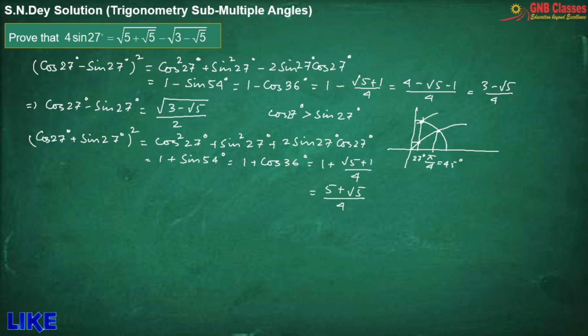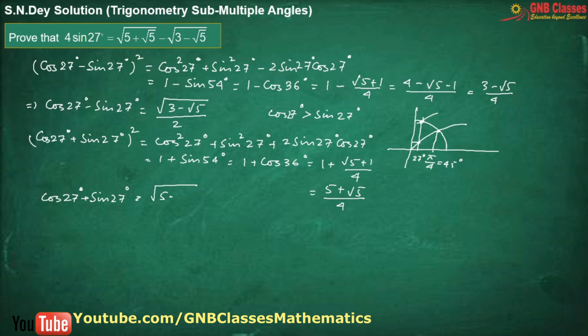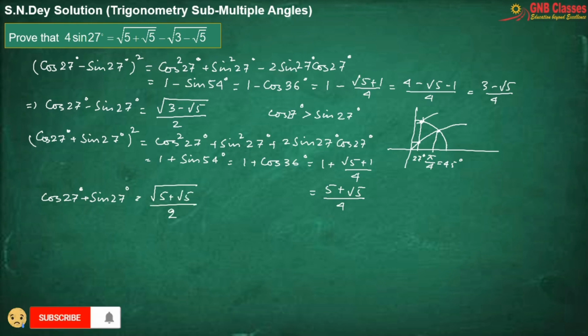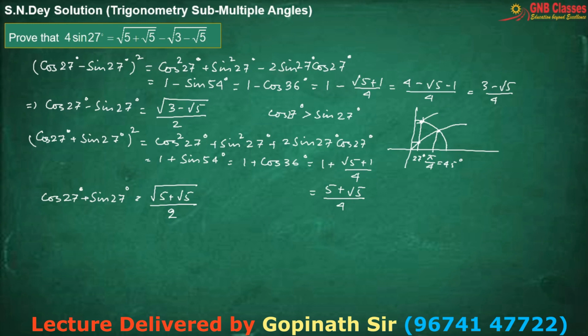Is it clear? So cos 27 degrees plus sine 27 degrees will give you... Is it clear to all of you? Now cos 27 degrees is positive, sine 27 degrees is positive. So their summation is also positive. Therefore, I have rejected the minus sign.